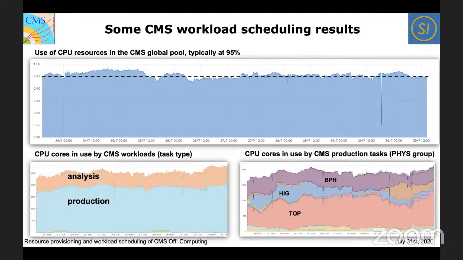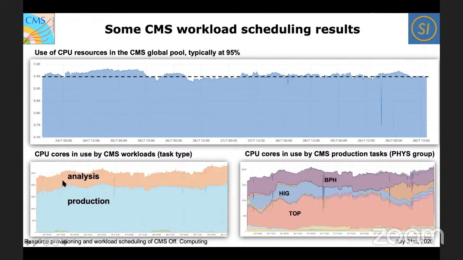So, some results on how well we do this effort in scheduling. The first plot on the top is showing the utilization of the resources. All the resources in the pool are utilized at 95% in general. This is the typical utilization of the pool. These other plots are showing how well we do the mix of the different types of requests and how we satisfy the different customers, so to speak.